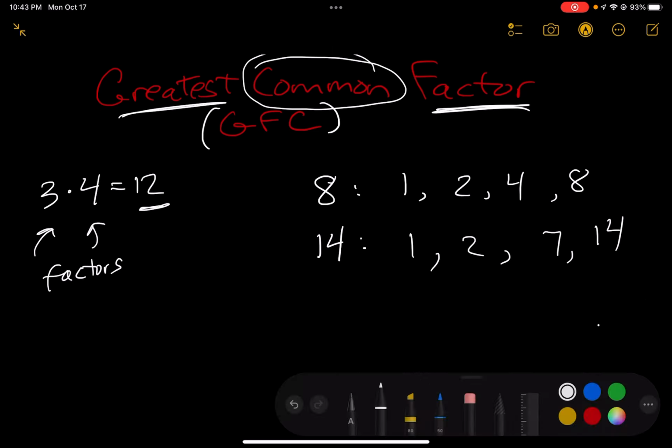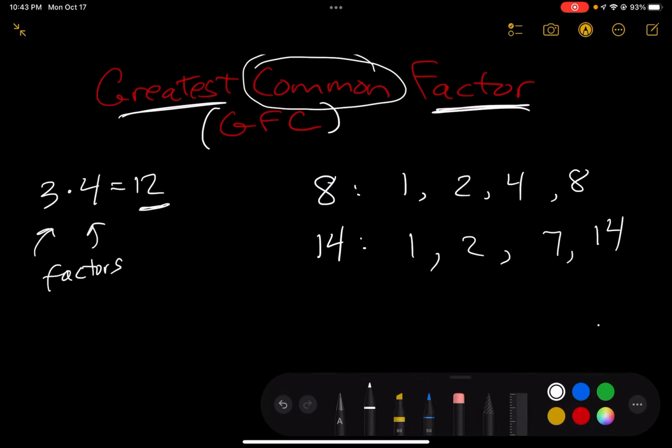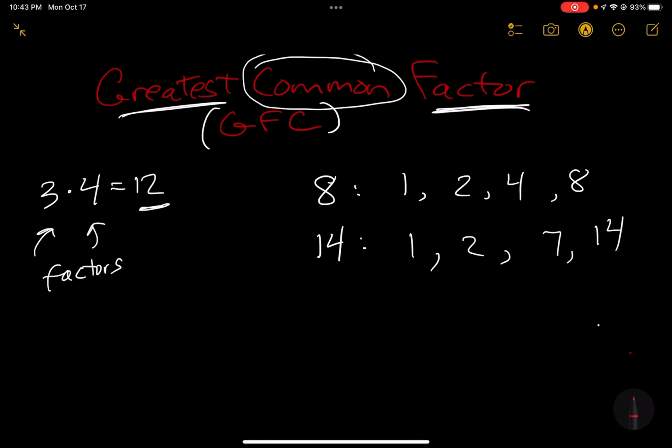So now the question becomes, when you compare the lists, what is the greatest number that they actually have in common? Well, 1 they have in common, but it's not the greatest, okay? Obviously, it's 2. There's nothing else here that they have in common. So what is the GCF of 8 and 14? It's 2. And that's how that works.